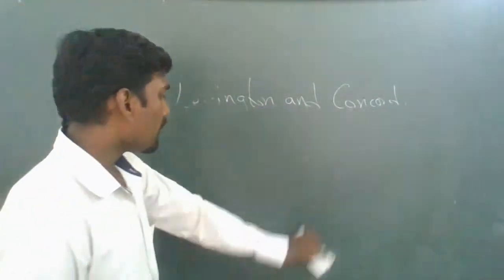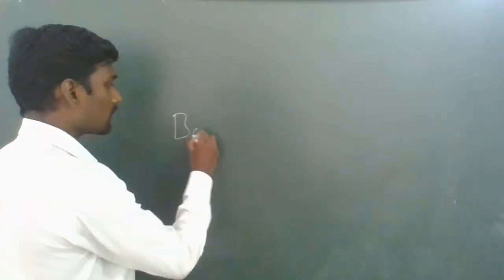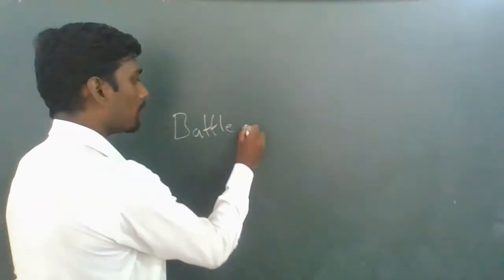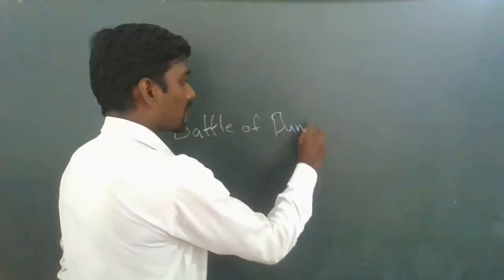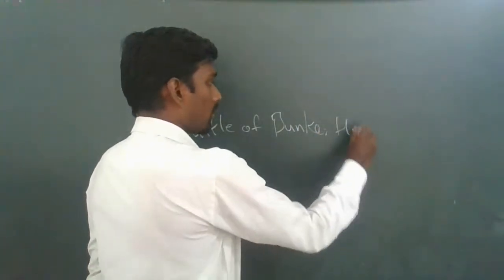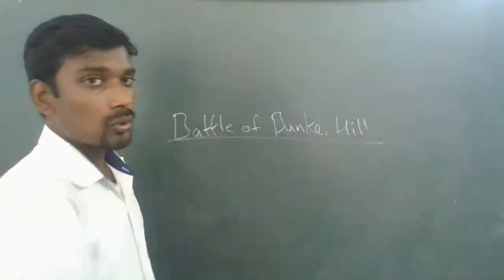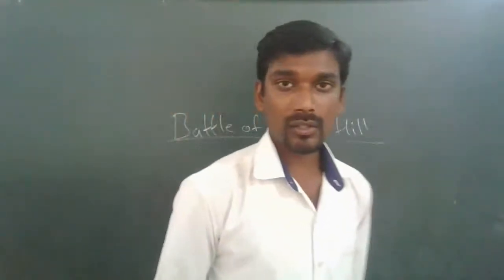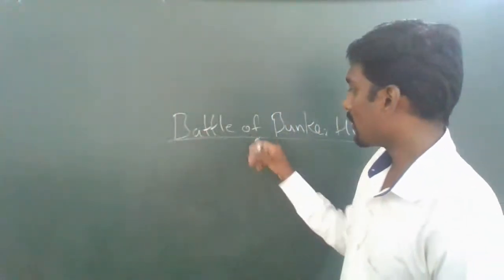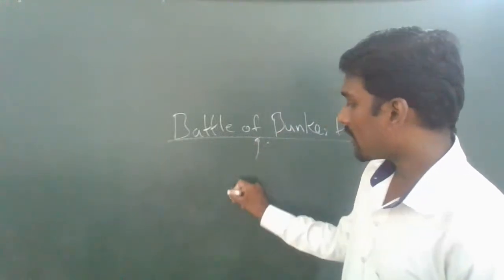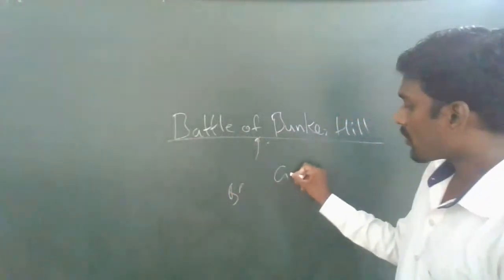Now what happened in the end? There was a massacre. It is an important battle called the Battle of Bunker Hill. Okay, this is very important. In the Battle of Bunker Hill, a do or die battle. This is called the do or die battle of this American Revolution. In this Battle of Bunker Hill, Sam Adams and George Washington.